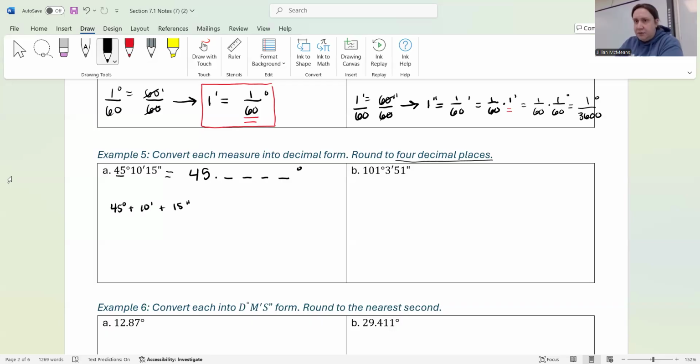I'm going to go ahead and just leave the 45 in the answer. So we're going to keep that 45 going. So we know we have 45 degrees plus 10 minutes. Well, for each minute, we get 1/60th of a degree. And then for each second, we get 1/3600th of a degree. If we can put all of that into our calculator, it's going to convert this to just a decimal for us, okay?